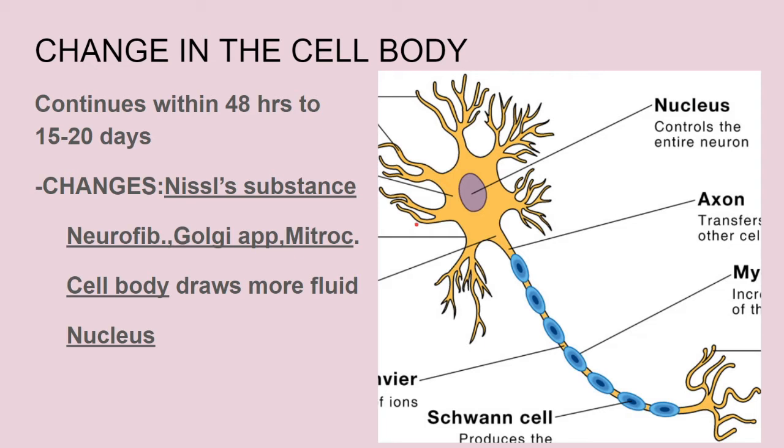The cell body draws in more fluid, enlarges and becomes spherical. So this cell body will take up more fluid and become swollen. The nucleus, which is present exactly at the center of the cell body, will be displaced to the peripheral part towards the cell membrane. Sometimes the nucleus is also extruded out of the cell, in which case the neuron atrophies and finally disappears completely. The nucleus is very important for the regeneration, the repairing of the injured neuron. If the nucleus is displaced or extruded out of the neuron, then this neuron will atrophy and finally disappear completely, and it can't repair further.